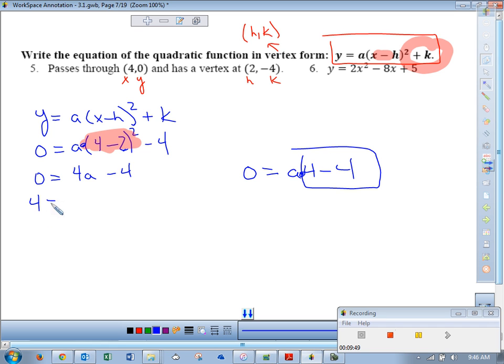We add 4 to both sides. And a, of course, equals 1. A lot of people stop there. They're not done. You need to write the equation in vertex form.